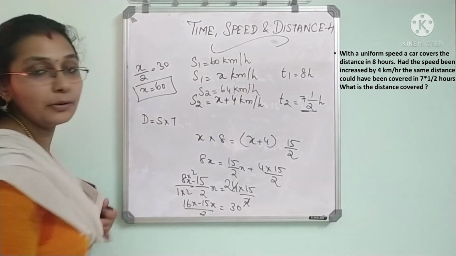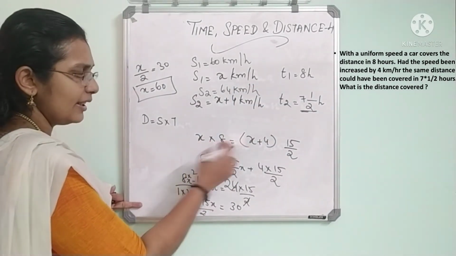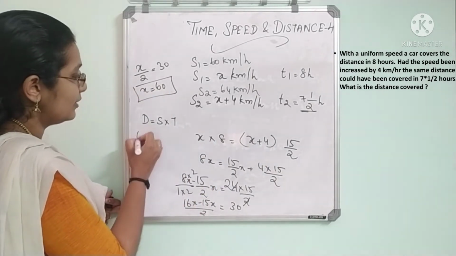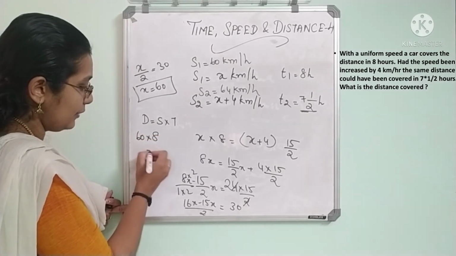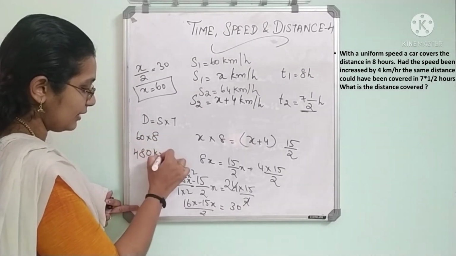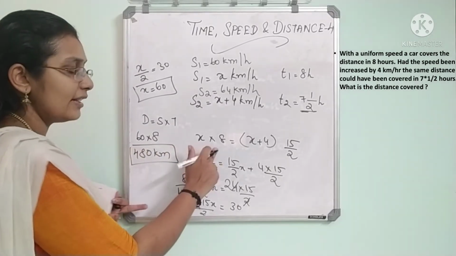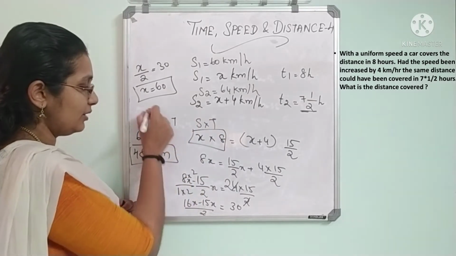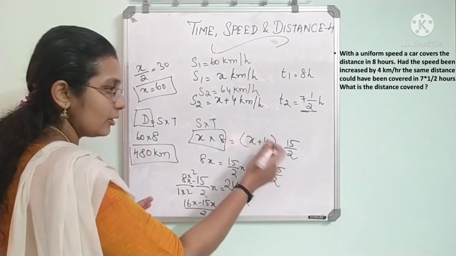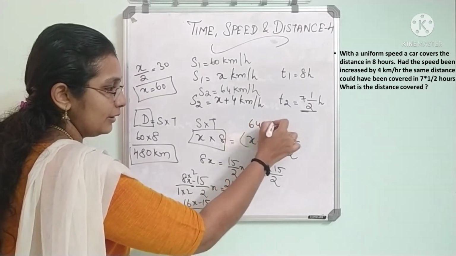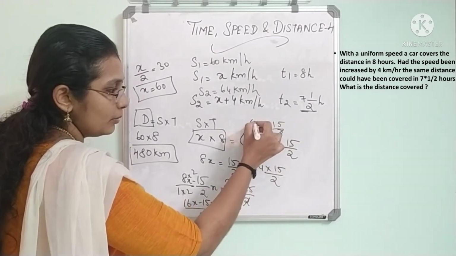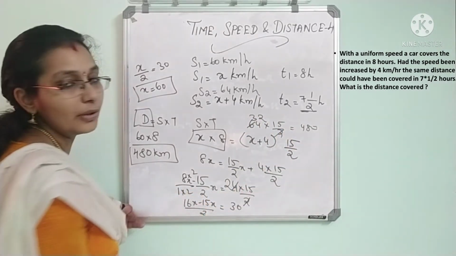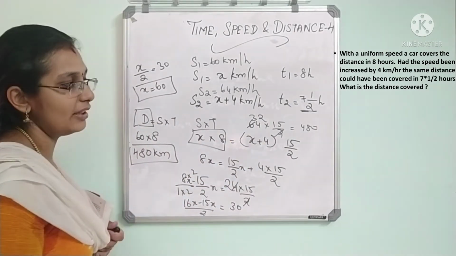But our question is we will have to find the distance. So either if you substitute here or if you substitute here, you will get the same answer. So x into 8. X is 60 into 8. So 8 5 are 40, 8 6 are 48. So this is nothing but the distance. You may ask how can I substitute here, because this is nothing but speed into time, right? Speed into time is nothing but distance. That is what we have to find. Or else here also you can substitute. 60 plus 4 is 64 into 15 by 2. So 2 3 are 6, 32. So 15 into 32 if you do, you will get the same answer as 480. So anything you can choose, it is up to your choice.